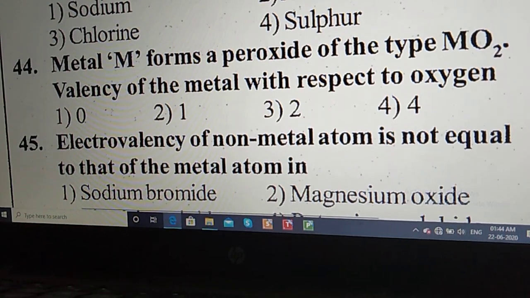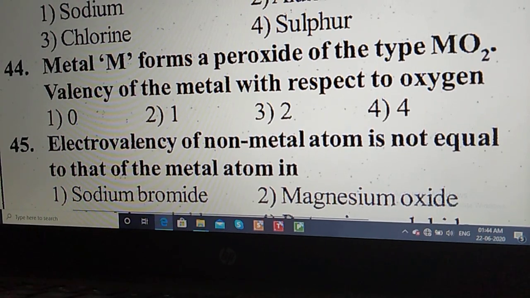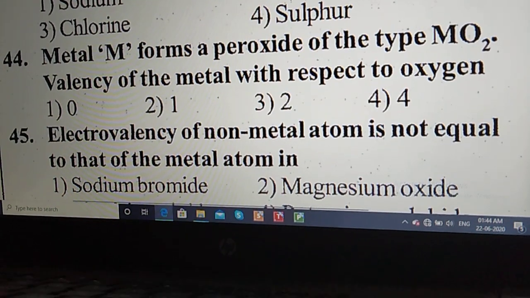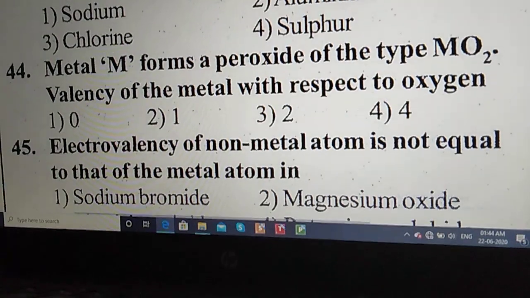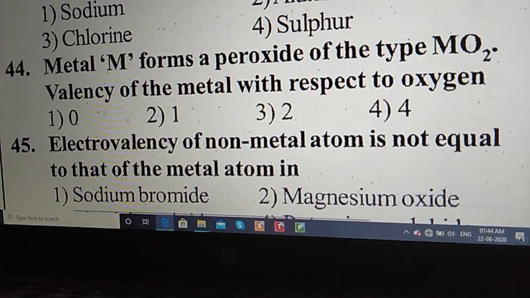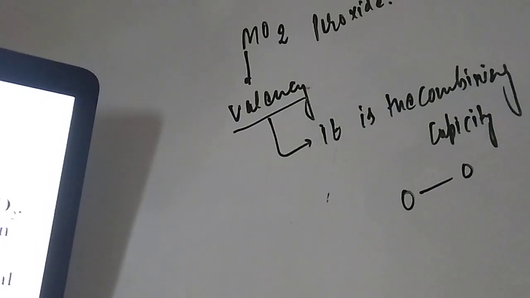Dear students, let us try to understand. What is valency? It is the combining capacity. A peroxide has what kind of linkage, students? That is the O-O linkage. In a peroxide, the O-O linkage is there. So if the O-O linkage is there in the peroxide, students, you can check it on the board.